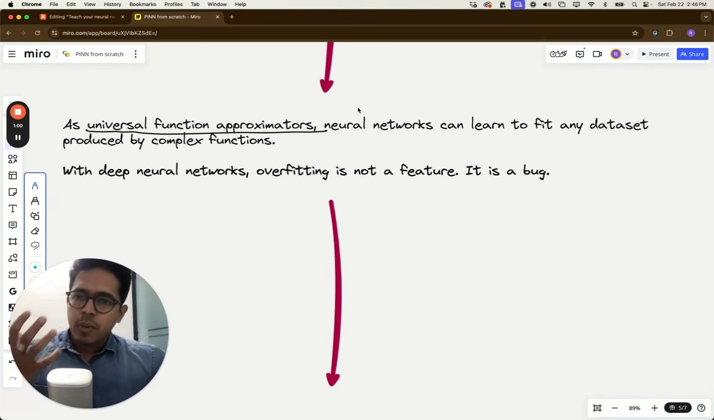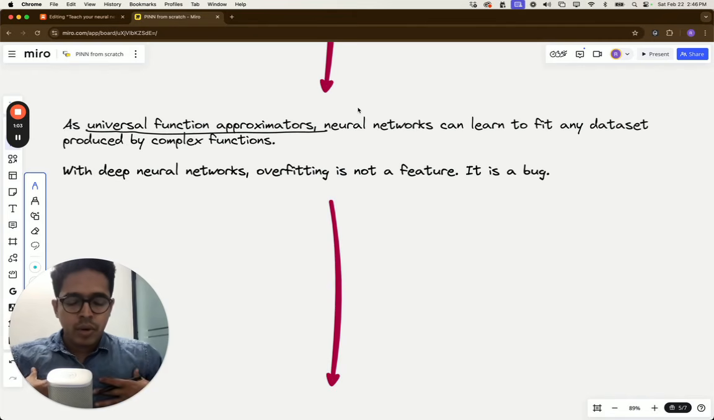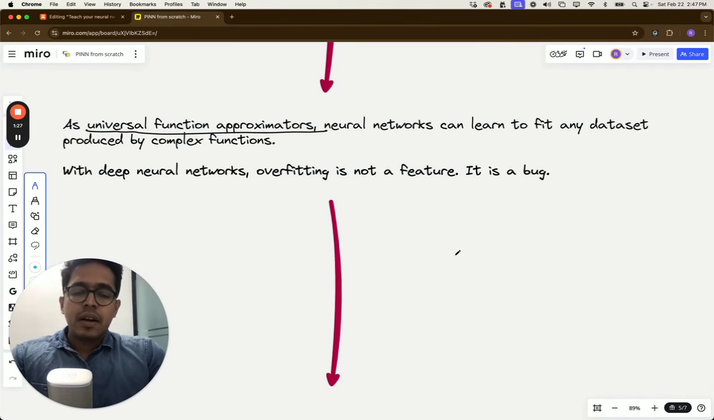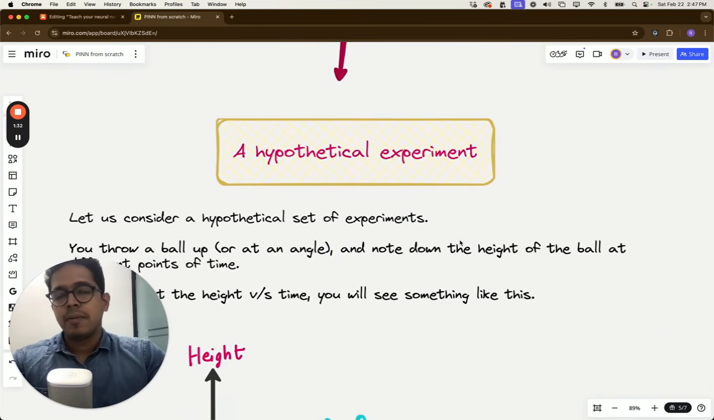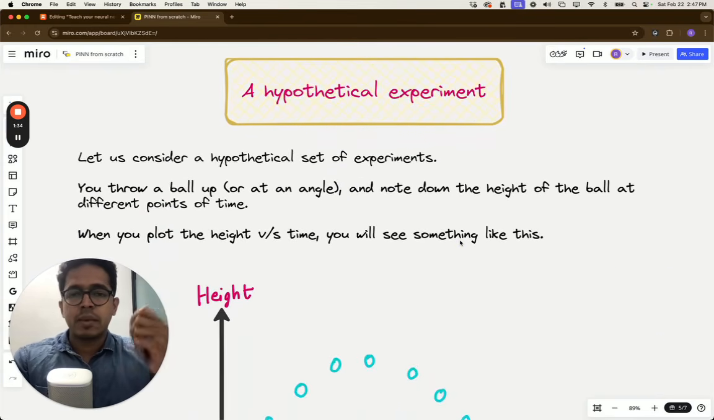But the problem with this is that although neural networks can approximate any function, it's not always a good thing, because just like how it can approximate your signal, it can also approximate noise. So if your data set has a lot of noise, or if it has a lot of outliers, the neural network is also good at learning that. So this can lead to something like overfitting, which is definitely not a feature of neural networks. It's like a bug. So we will learn about how a physics-informed neural network can help you make a better model by combining physical knowledge about a system.